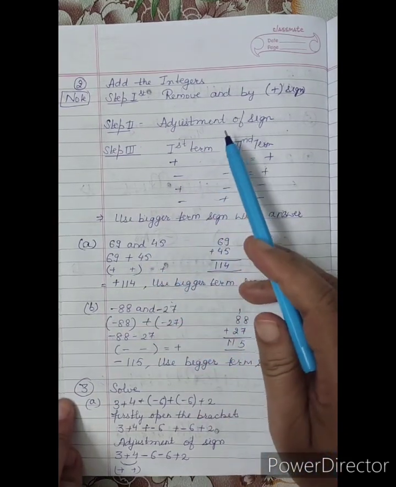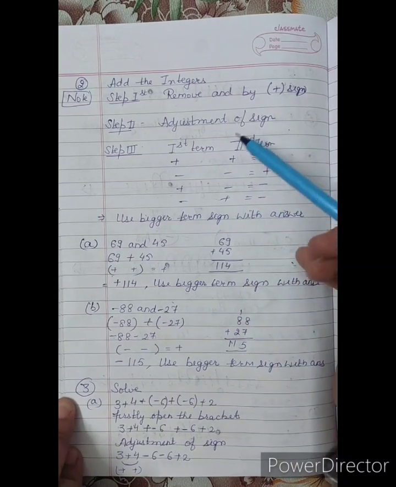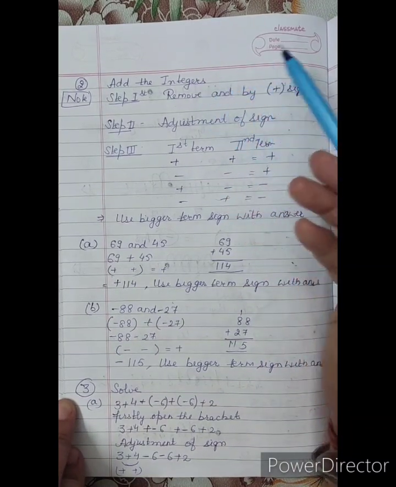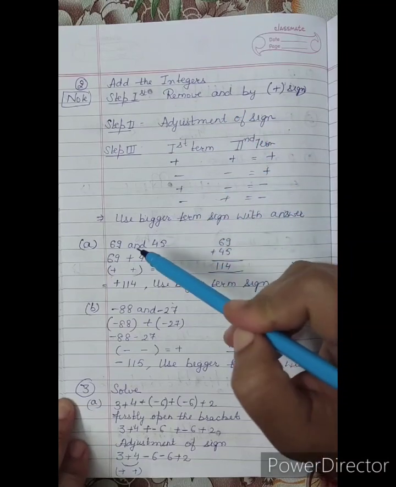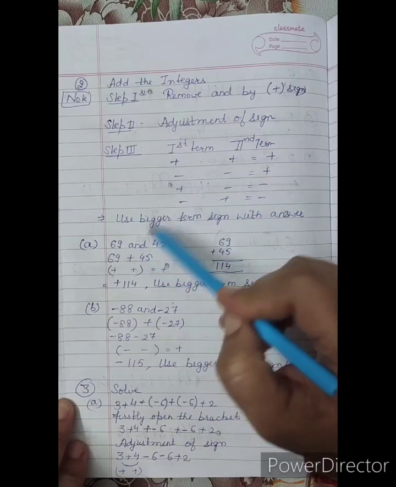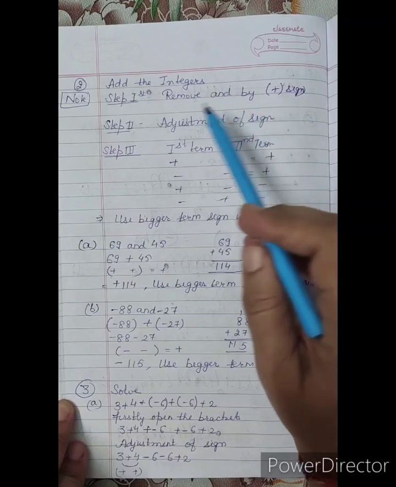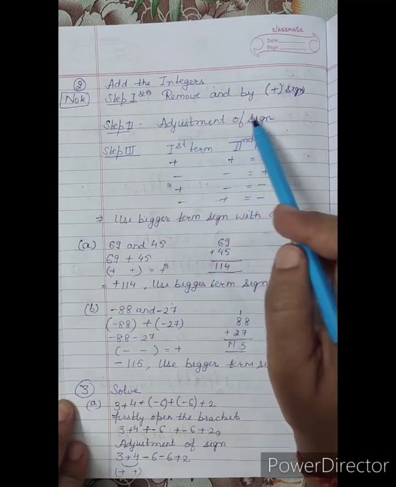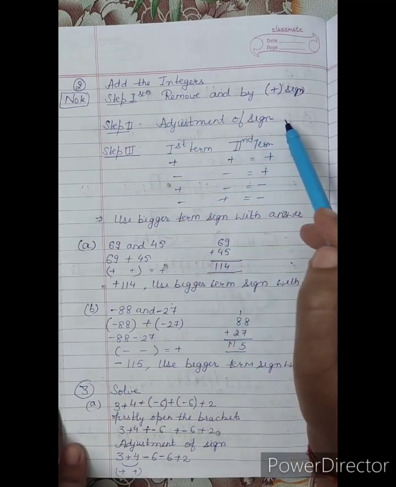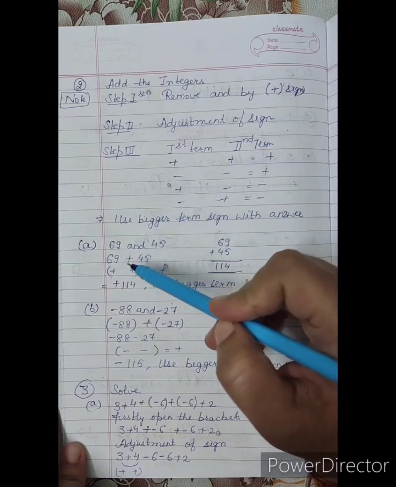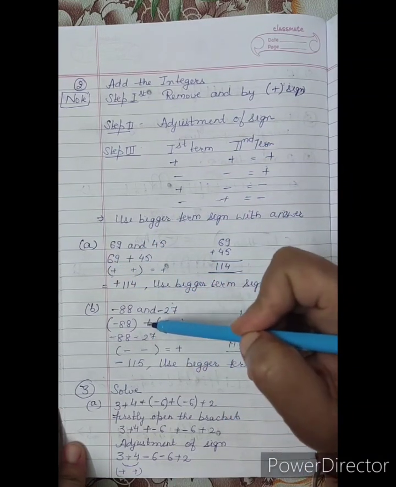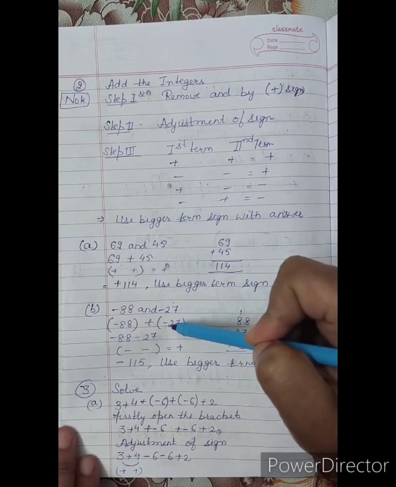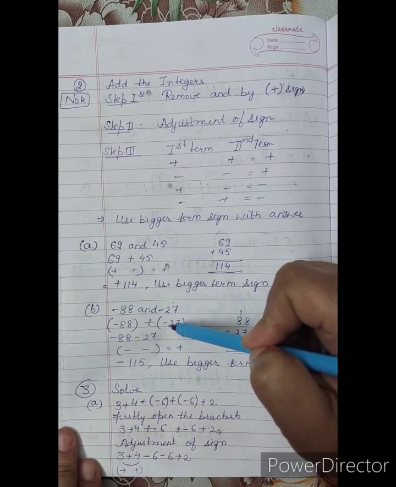So there are a few steps you have to follow for this. So let us begin. First is add the integers. The first step is remove 'and'. Wherever 'and' is written in between, you will replace this 'and' with a plus sign. The second step is adjustment of sign. What does it mean? It means if there are two signs in between two terms, you have to do adjustment of sign, right?